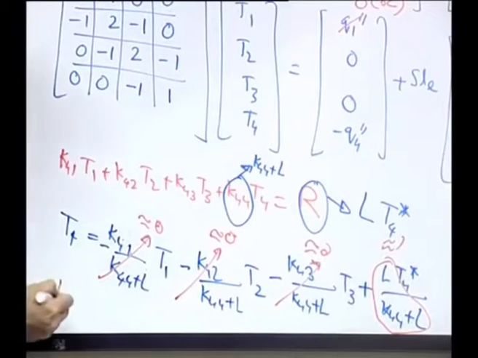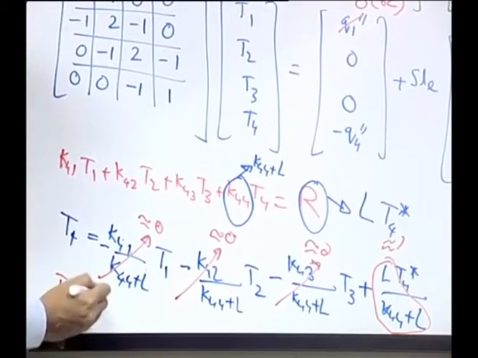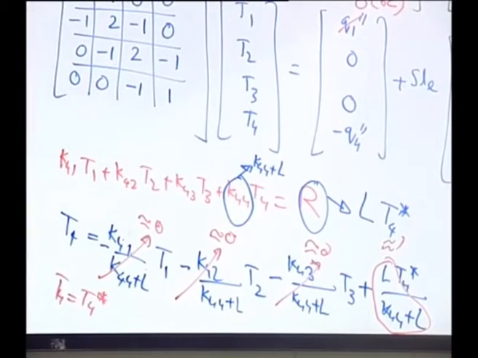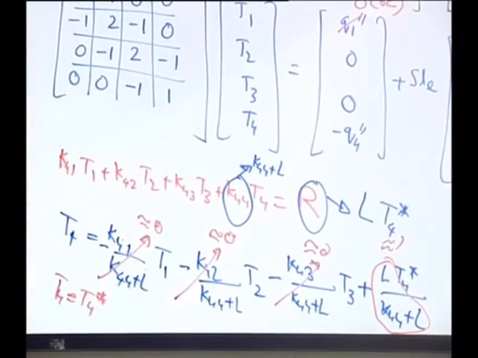So, that means if you solve it, you will get T4 equal to T4 star numerically. This approach is known as the penalty approach.